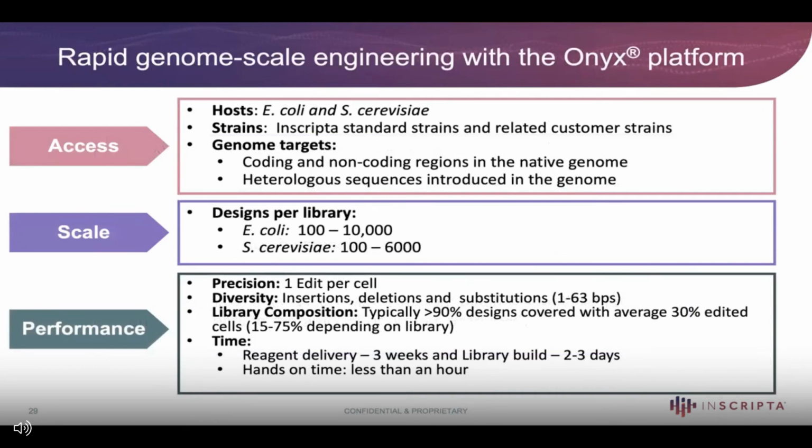So just to wrap up, the Inscripta Onyx works with E. coli and Saccharomyces cerevisiae and a number of customer strains around those two hosts. We can do single edits per cell, both on the genome itself as well as heterologous sequences. For E. coli, it's 100 to 10,000 different designs per library, single design per cell. And for yeast, it's 100 up to 6,000. And that's insertion, deletion, substitution up to 63 base pairs. And all of this comes in an easy-to-use, load-and-go consumable kit in about 3 weeks.